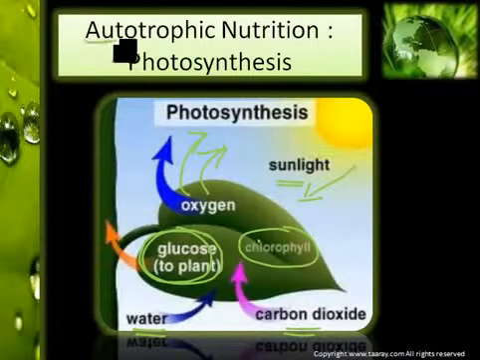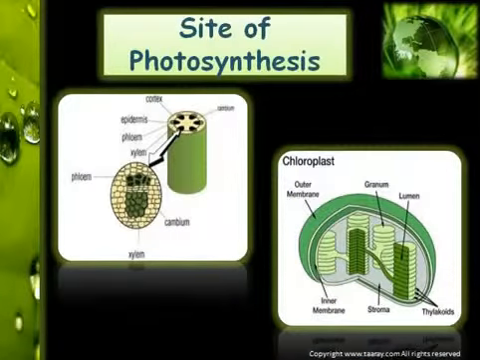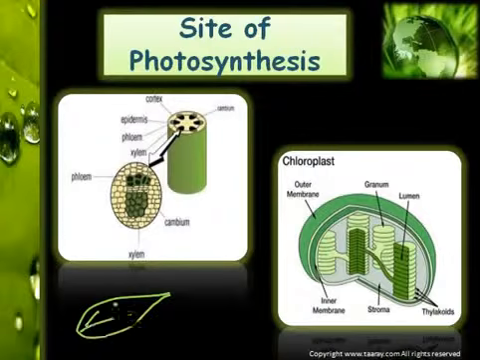As we all know, autotrophic nutrition is one in which auto means self. So plants make their own food. Now what is the site of photosynthesis? Where does photosynthesis take place? It is mainly carried out in the leaf of the plant.